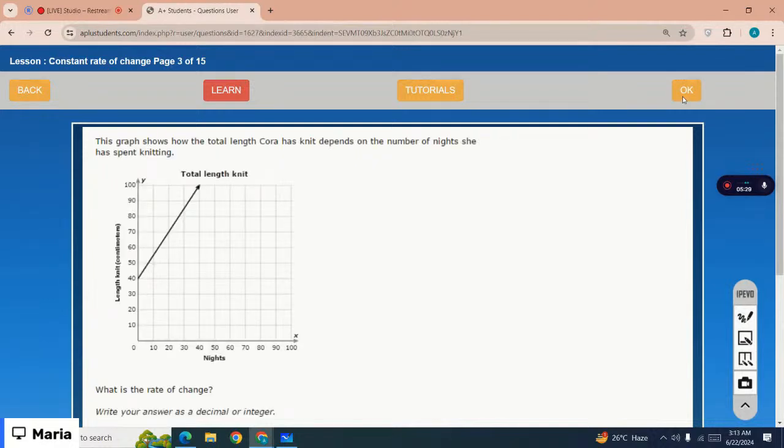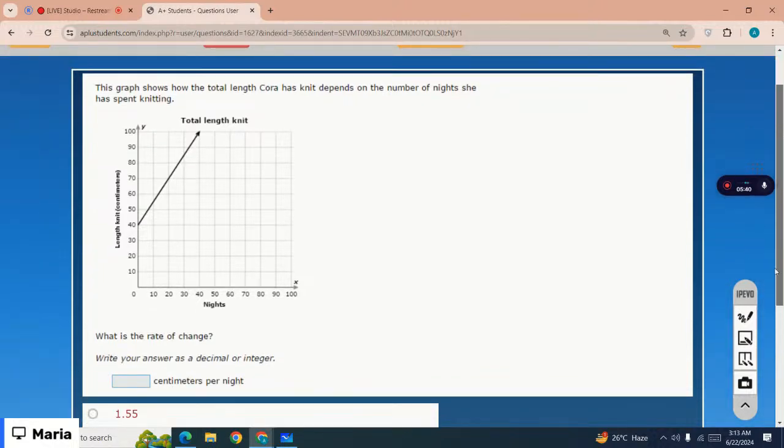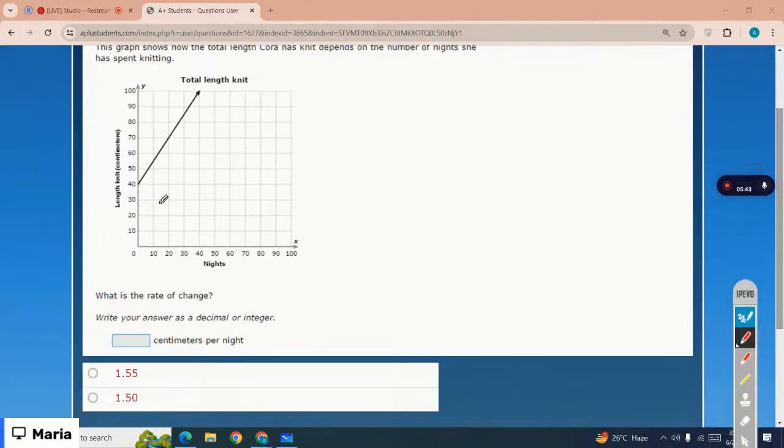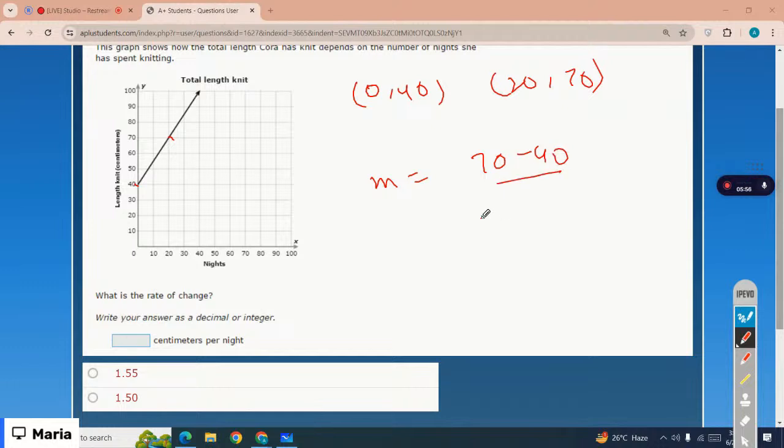This graph shows how the total length Cora has knit depends on the number of nights she spent knitting. So which is the correct option to calculate the rate of change? Here is the first point. X is 0, y is 40. And here's the second one. X is 20 and y is 70. So let's just calculate this slope. That is 70 minus 40 over 20 minus 0, that is 30 over 20, or 3 by 2, that is 1.5. Option number 2 is the correct option, that is 1.5.